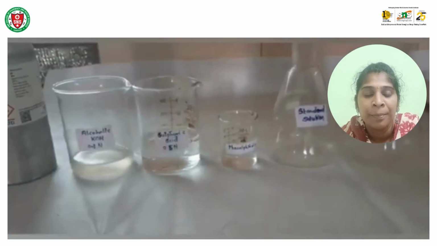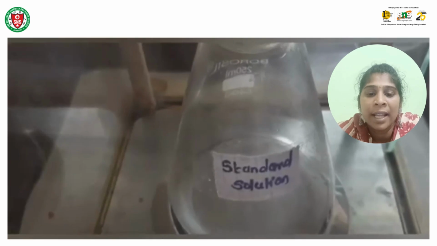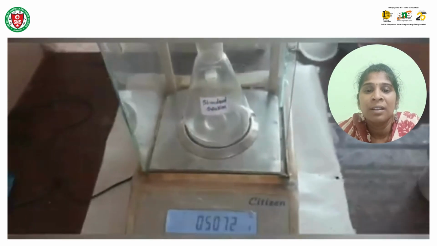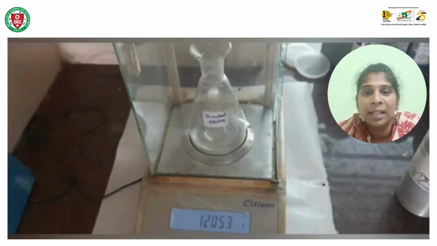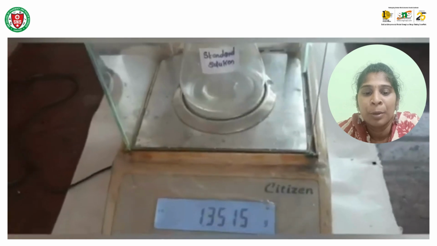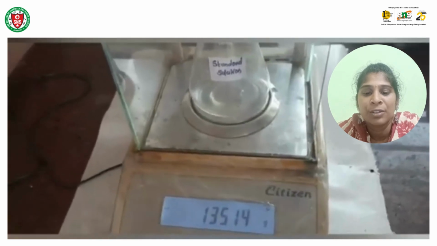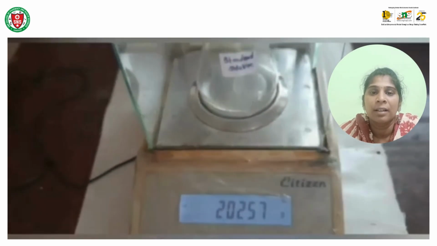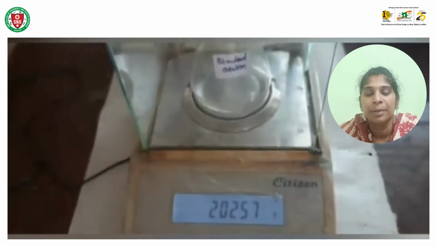Everything is labeled. Take 2 grams of castor oil in the standard flask and keep the other one empty, labeled as blank. Here we weighed about 2 grams of castor oil in the standard conical flask, and it is represented as the standard sample.